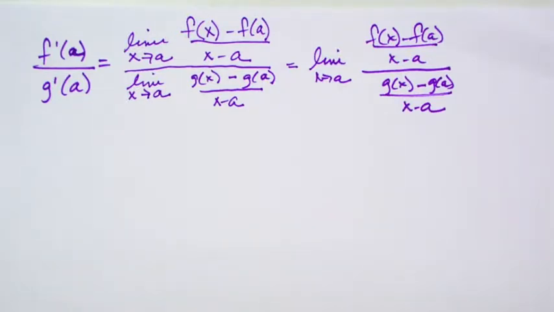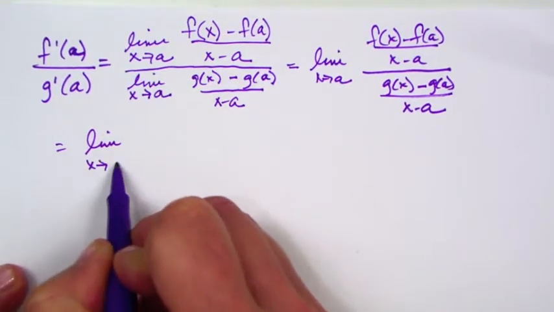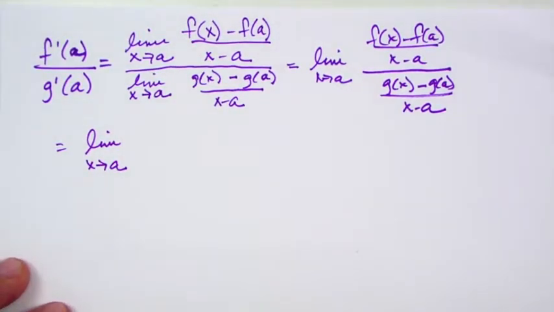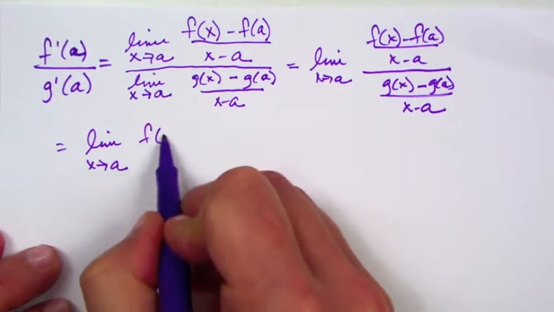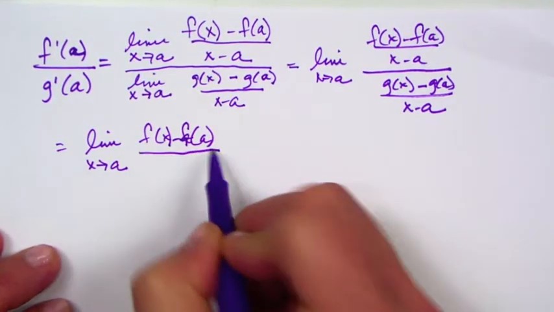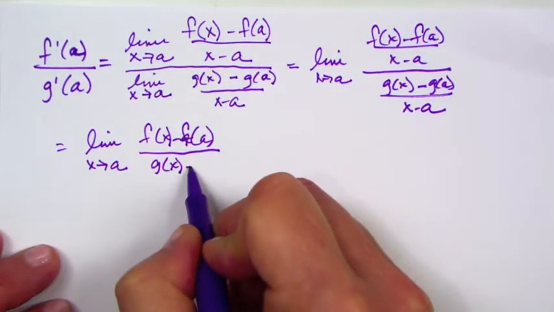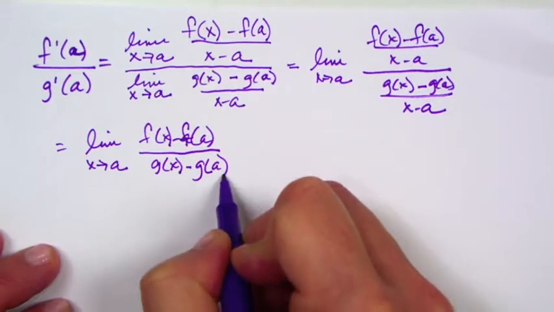Okay, so dividing by a fraction is the same as multiplying by the reciprocal. So now what happens? What am I left with? F of x minus f of a over g of x minus g of a.